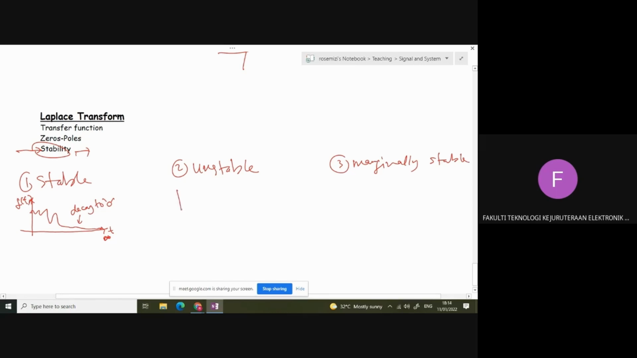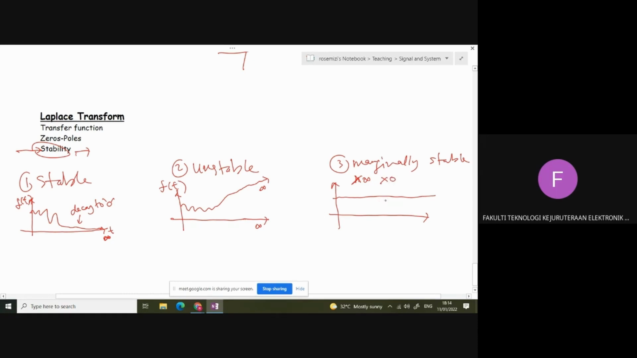For an unstable system, let's say we have a function like this. It goes to infinity. Third one is marginally stable. Marginally stable is not going to infinity and not going to 0. For example, it's just consistent. Not going to infinity, not going to 0.